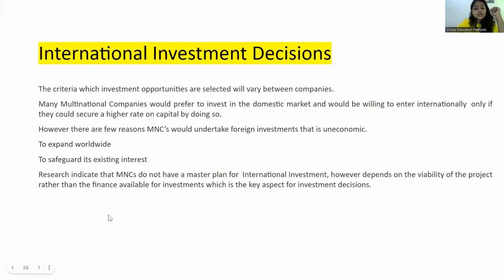Research indicates that MNCs do not have a master plan for international investment. Instead, they depend on the viability of the project rather than the finance available for investment, which is the key aspect of investment decisions. Although they do not have a plan, they depend on the viability of the project rather than the finance available for investments. So this is the basic concept of international investment decisions.